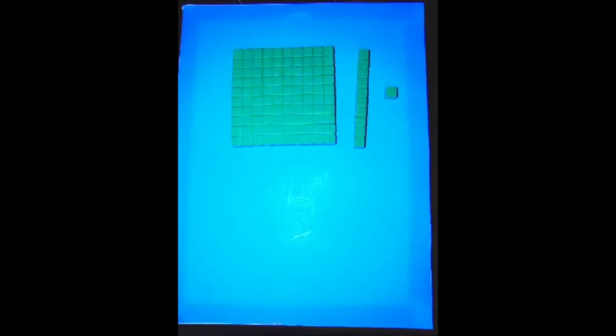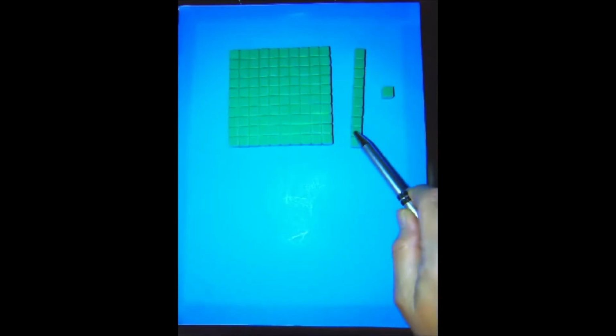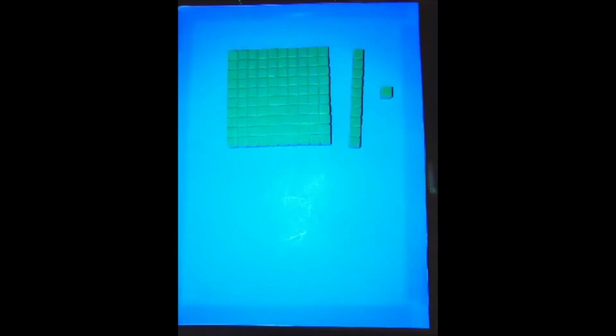Well, a 1 is always going to look like the cube. What does 10 of something look like? Well, it's going to look like those long pieces right here. What does 100 of something look like? Well, it's going to look like a big flat. And that's true whether we're talking ones, thousands, millions, billions, trillions, or whatever grouping we're talking about.